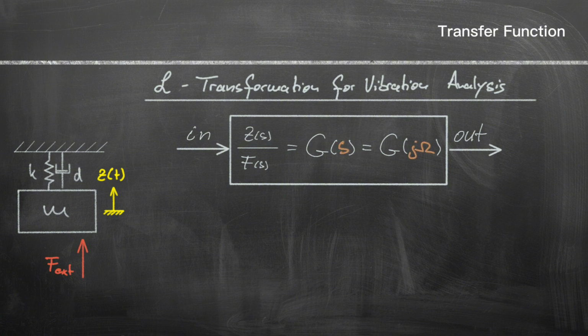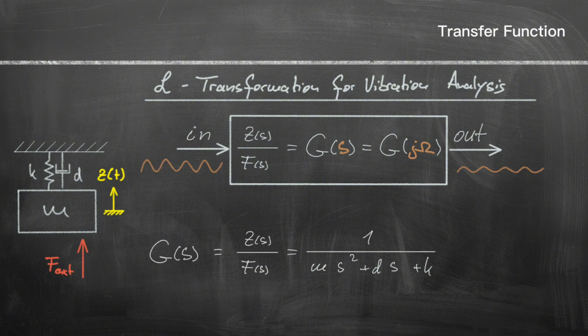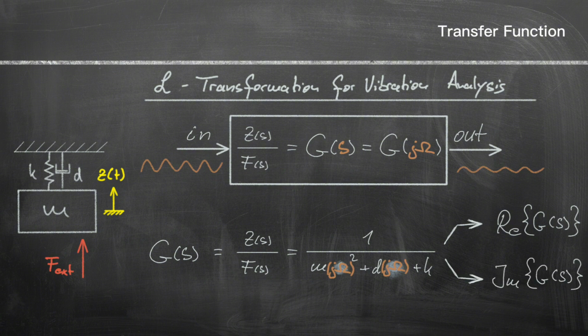In most engineering applications, the transfer function is used to determine the response of a system to a harmonic excitation, and this is done as follows. We take the transfer function and substitute s with j omega. This complex expression can now be separated into a real part and an imaginary part by multiplying with the complex conjugate. With this real and imaginary part, we now have everything we need to describe the system response.